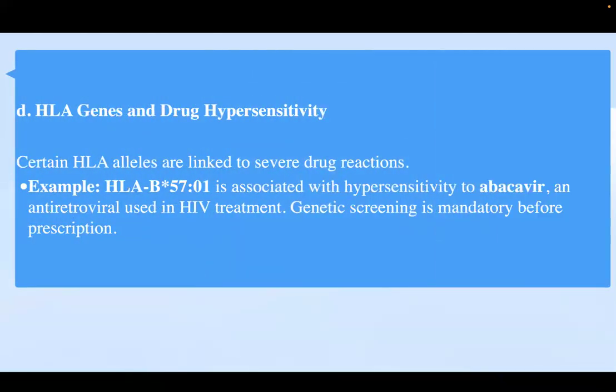And HLA, that is human leukocyte antigen genes, which is an immune system related drug-gene interaction. Certain HLA alleles are linked to severe drug reactions. For example, HLA-B*57:01 is associated with hypersensitivity when it combines with abacavir. Okay, an antiretroviral used in HIV treatment. You will find this drug in many HIV patients. Genetic screening is mandatory before prescription. If abacavir is being prescribed, genetic screening is very, very important because the patient can directly develop hypersensitivity. Right. An extremely allergic condition can arise.